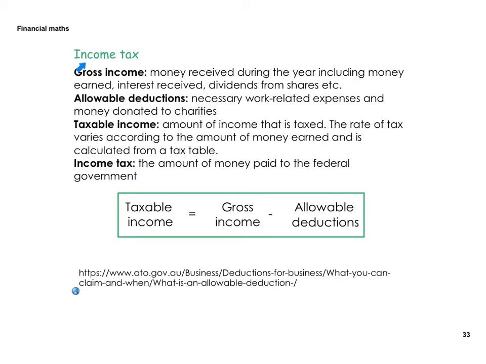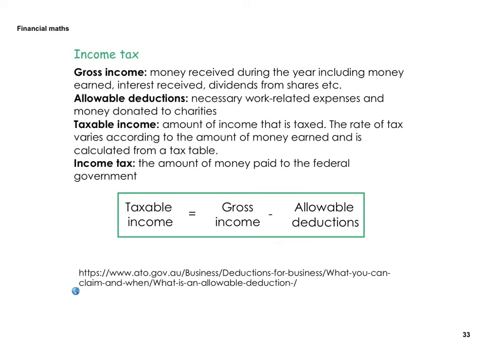Okay, next bit, income tax, all about tax. Gross income: money received during the year, including money earned, interest received, dividends from shares, etc. So pretty much money you get from your income before tax. Allowable deductions: necessary work-related expenses, really important, work-related, and money donated to charities. So basically, allowable deductions, you'll take them away, so you obviously hopefully pay less tax, to lower your taxable income.